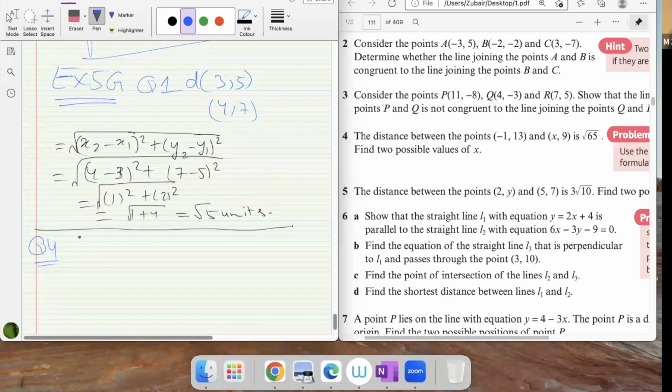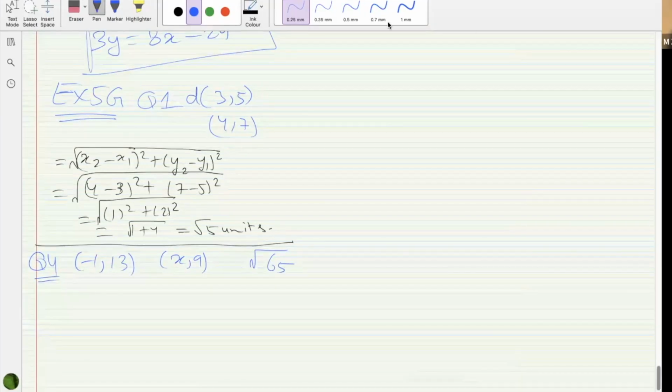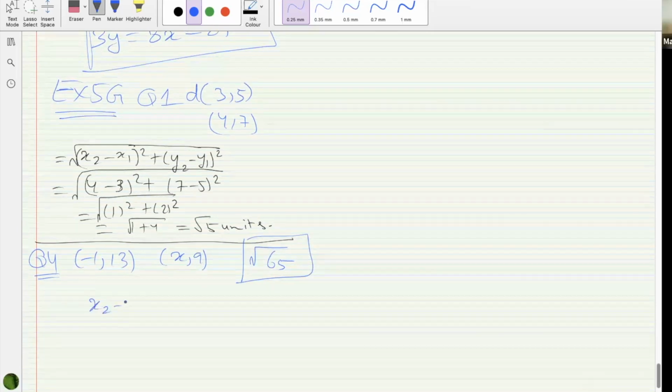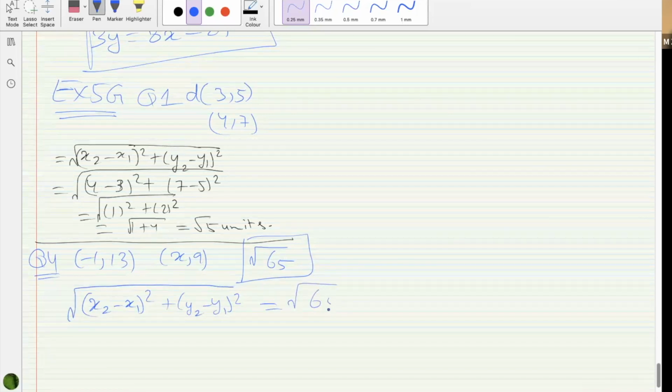Question number 4 says the point is (-1, 13), and then another point is this, and the distance is square root 65. So find the two possible values. That is the given distance. Square root of x2 minus x1 whole square plus y2 minus y1 whole square is equal to the given distance, because this is the distance formula and we equate it with that.